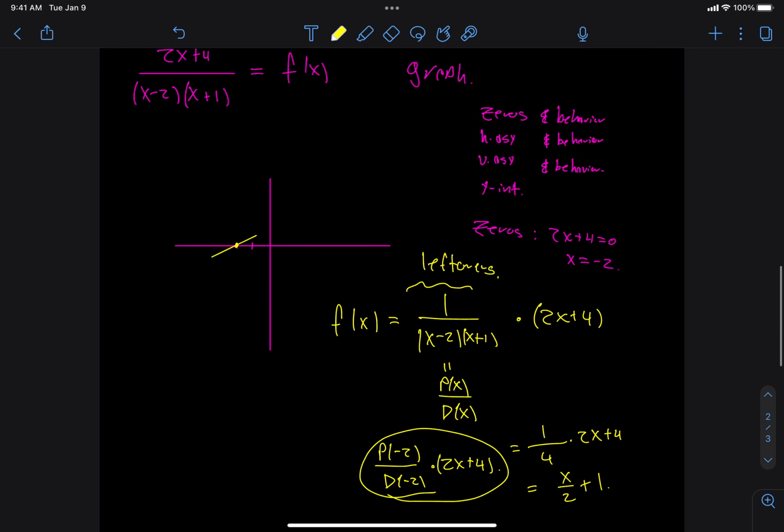Okay, are there any questions about how I figured out what the function looks like near that 0?